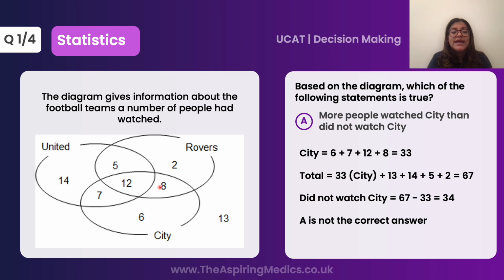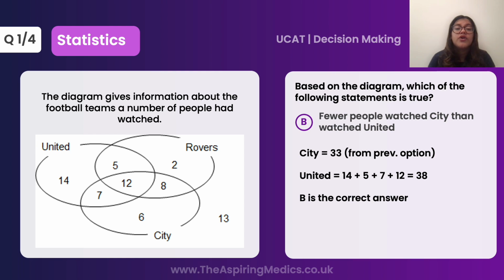So what I did instead is find the total number of people in this Venn diagram, because that seems like a calculation that will be useful in future questions or in future answer choices. So I calculated the total by adding 13, 14, 5, 2, and 33, which is the total number of people who watched City, which is 67, and therefore the number of people who did not watch City is the total 67 minus the number of people who did watch City, which is 33, and so the number of people who did not watch City is 34. So more people watched City than did not watch City. That is a false answer, because more people did not watch City by 1.